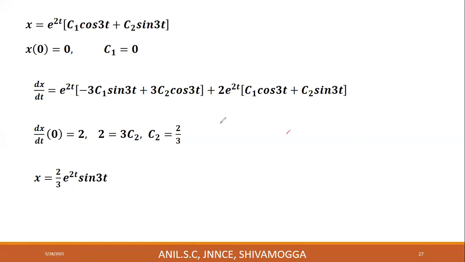I was writing the solution. x is equal to e power 2t, e power 2t, and here c1 is 0 and 0 into anything is 0, plus c2 is 2 by 3 into sine 3t. This is the solution.